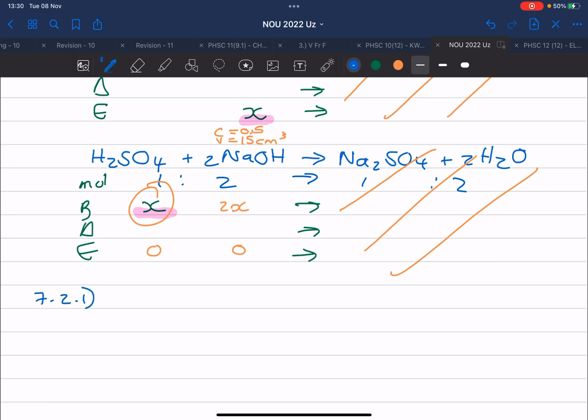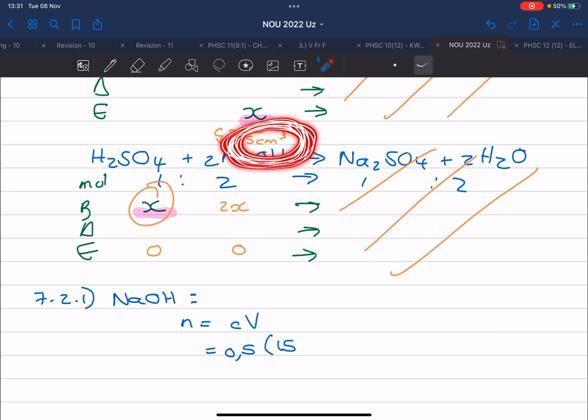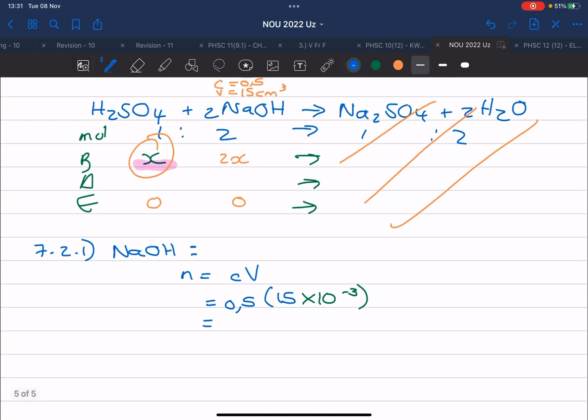7.2.1. If I look at sodium hydroxide, mole is concentration times volume. The concentration is 0.5. The volume is 15 cubic centimeters. Is ek happy met kubieke centimeter? Nee. Al 10 to the mag minus 3. 0.0075 mole.